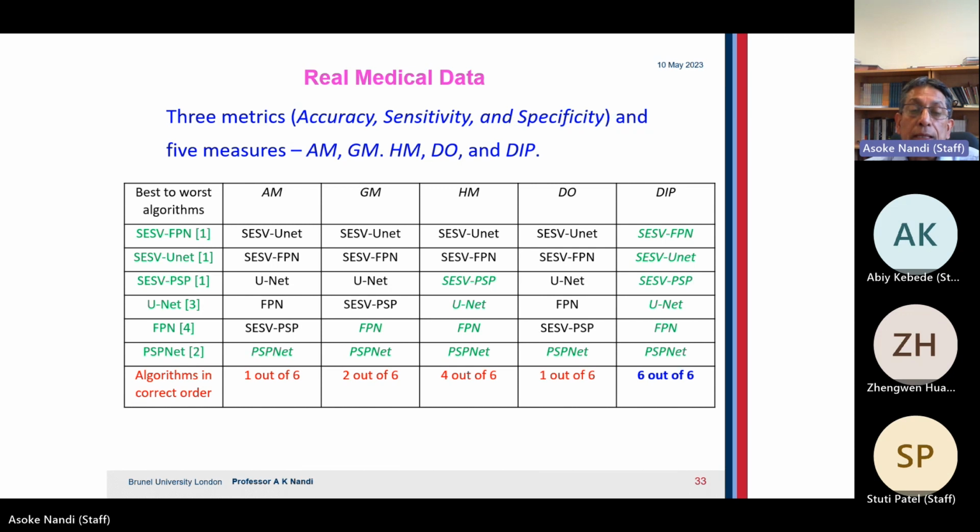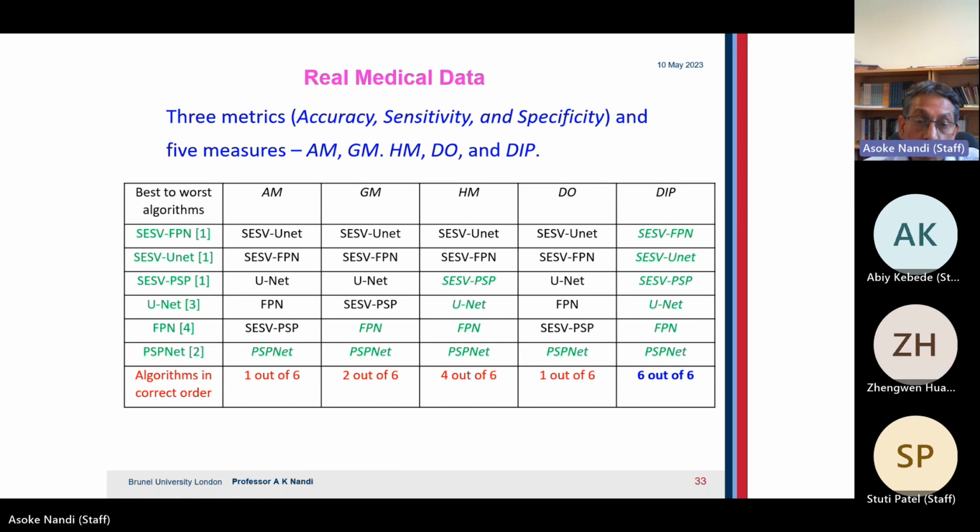The green things are where they agree, where these AM results agree with what the result should be. And in the AM case, there are six possibilities, 1, 2, 3, 4, 5, 6. Six algorithms. It only got one position right. That's the worst, so all five agree which is the worst algorithm. But only one agreed which is the best, and that's DIP. But these two, one is best and the other isn't. So FPN is here and the U-Net.